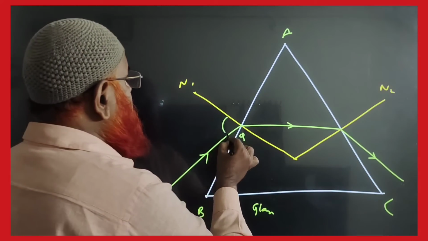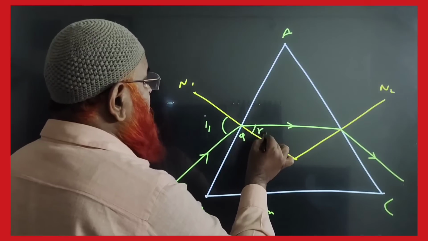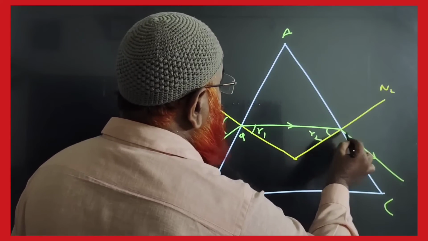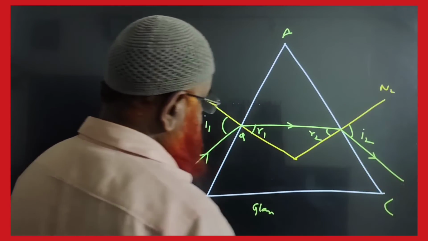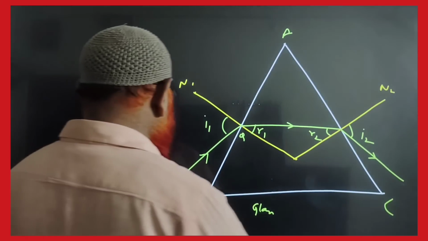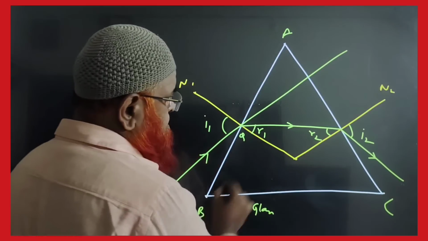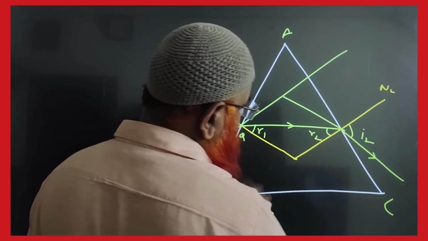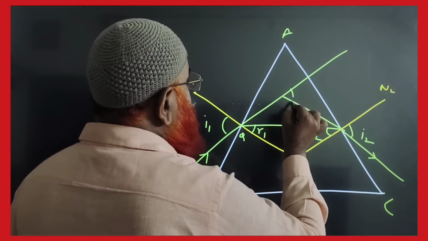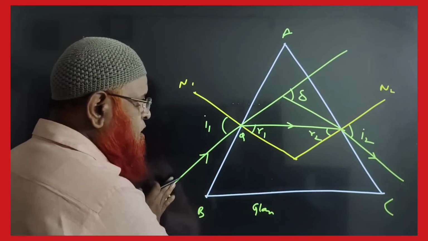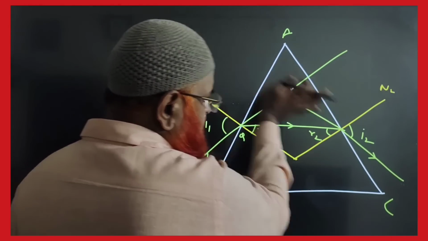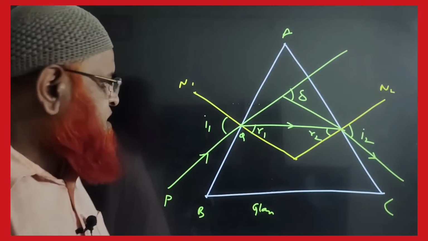Okay, so what is this going to be? I1. This is R1, and this is R2. This is taken as I2. But what is the meaning actually? The light ray has to travel like this, but it is bending like this, no? What is this said to be? This is said to be deviation, the angle of deviation. It has to travel like this, but it is traveling like this. That is said to be the angle of deviation.